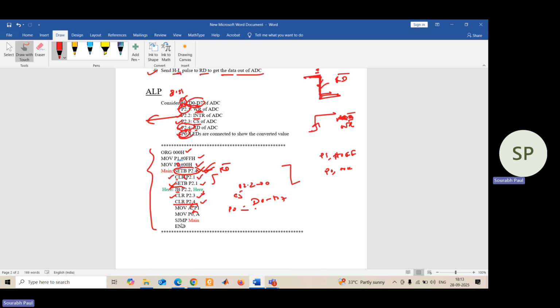And you need to keep on iterating these steps again and again, because analog signals will be coming again and again as input. So SJMP MAIN is here. You need to iterate this process again and again for each analog value.